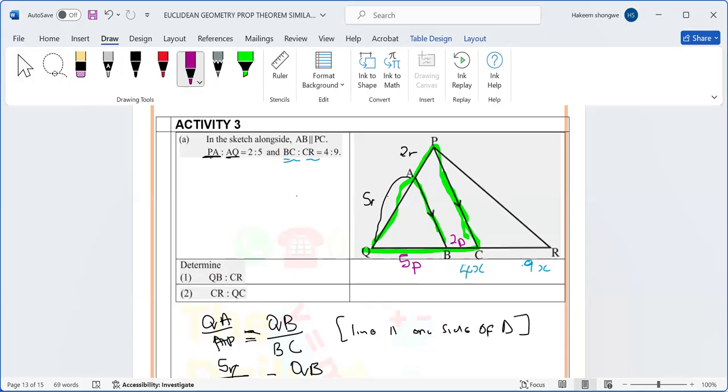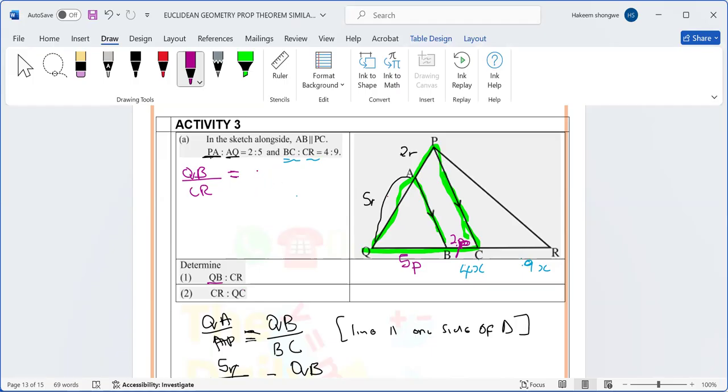You just have to look for the ratios that you are looking for. So you went from the known to the unknown, and then your diagram has more or less everything that you might need. We'll see if other things arise as we approach the question. We're looking for QB over CR.